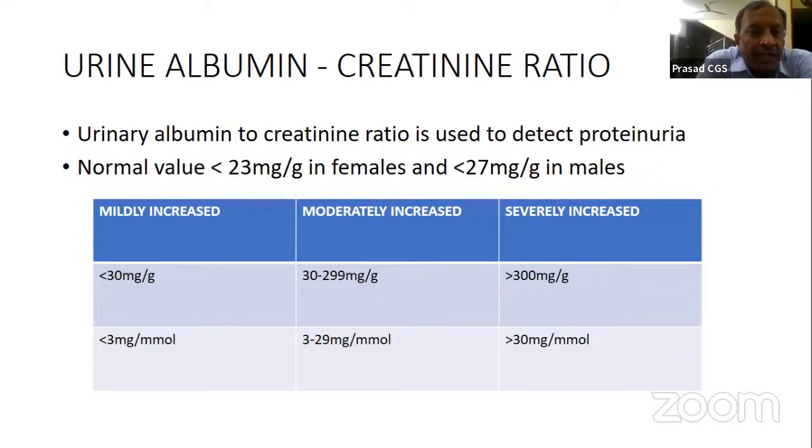When it is around 30 to 299 milligram per gram, it is moderately increased. We can also express it as 3 to 29 milligram per millimole. When it is more than 300 milligram per gram, it is severely increased. So this gives a fair idea about the proteinuria taking place in the body.